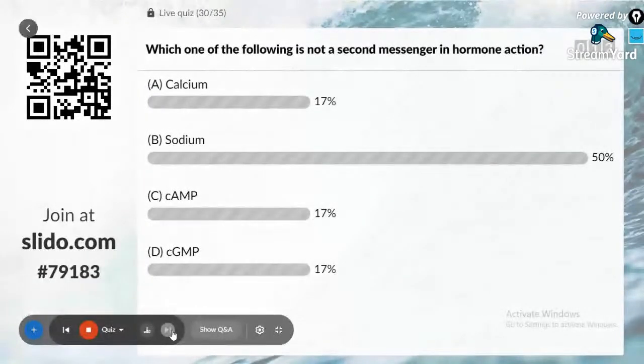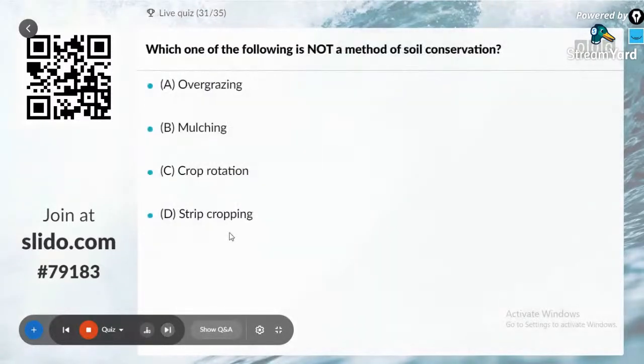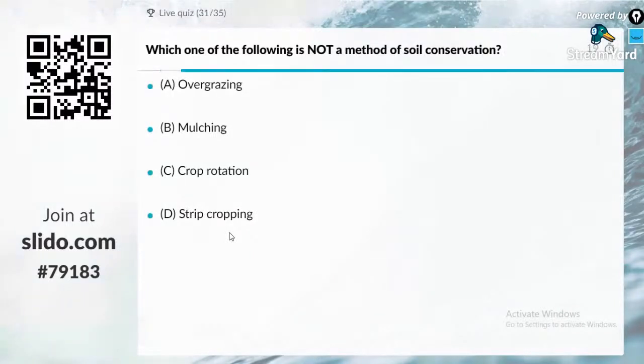Guys, direct NCERT question also, 17, 17, 17 got wrong. Next question on the screen. Which one of the following is not a method of soil conservation? Overgrazing, mulching, crop rotation, strip cropping. Not a method of soil conservation.